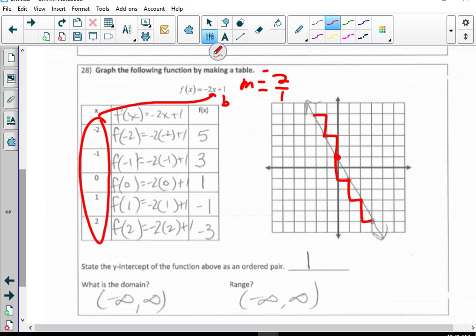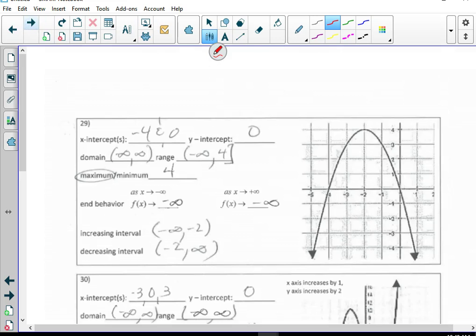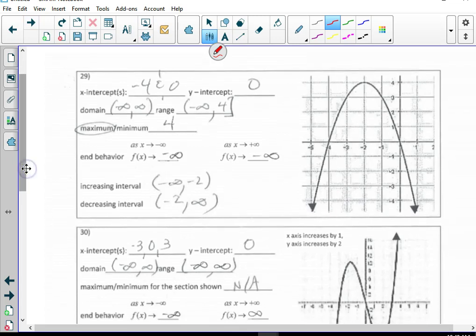Now, state the y-intercept above as an ordered pair. Well, it should be 0. Since it says ordered pair, you should technically write it as 0, 1, but you could just say 1. I would accept either one. What's the domain range? Again, this is how you'll be writing it later, but for right now, we just say all real numbers. If it's a line, but if it's a parabola, it's going to be different. A parabola will be all real numbers for the domain, but the range will be greater than or less than.